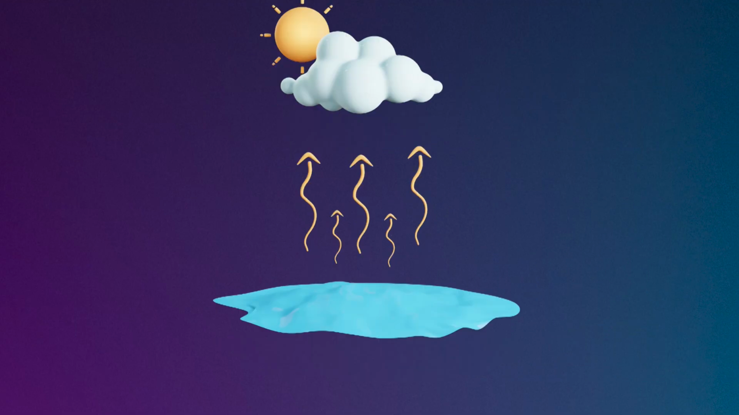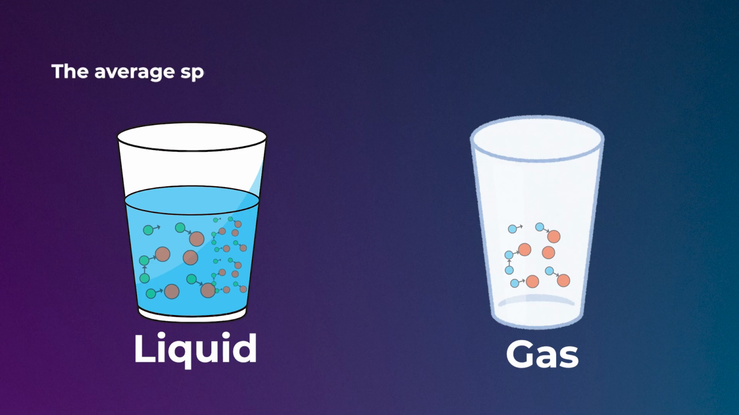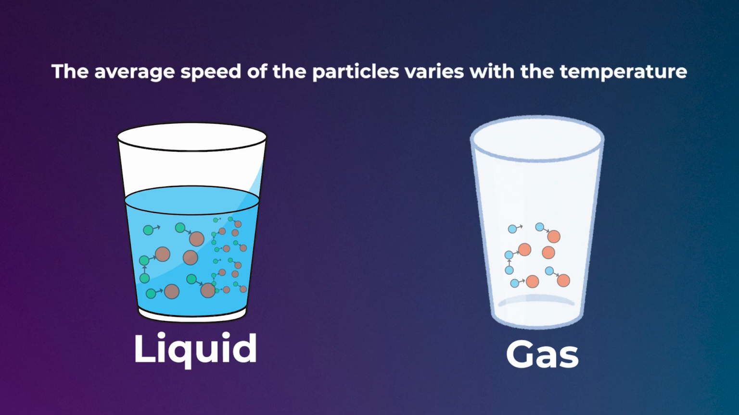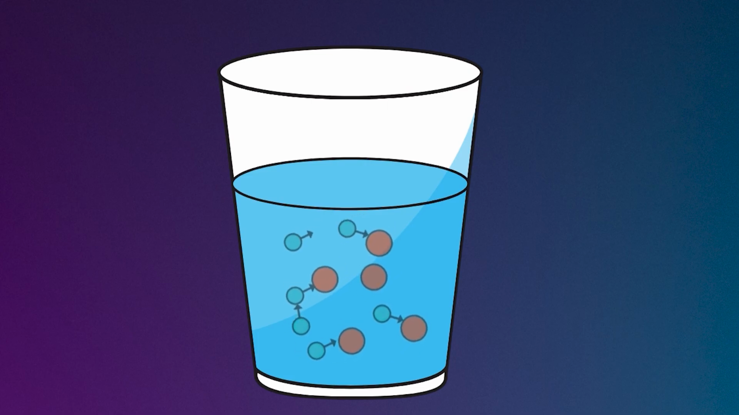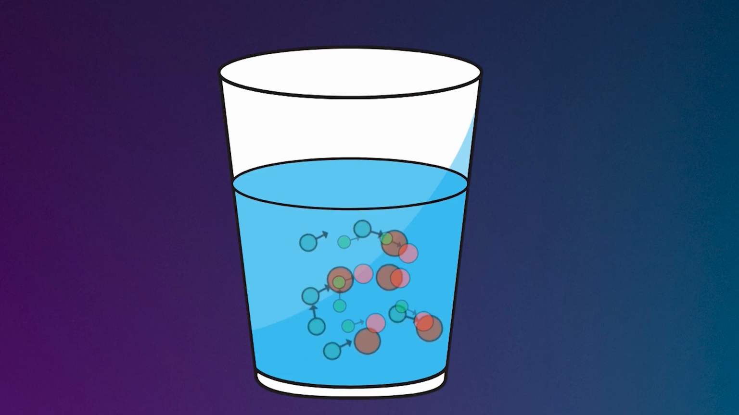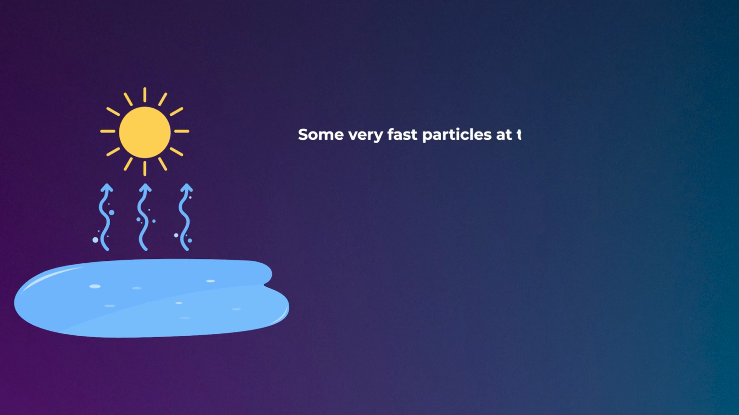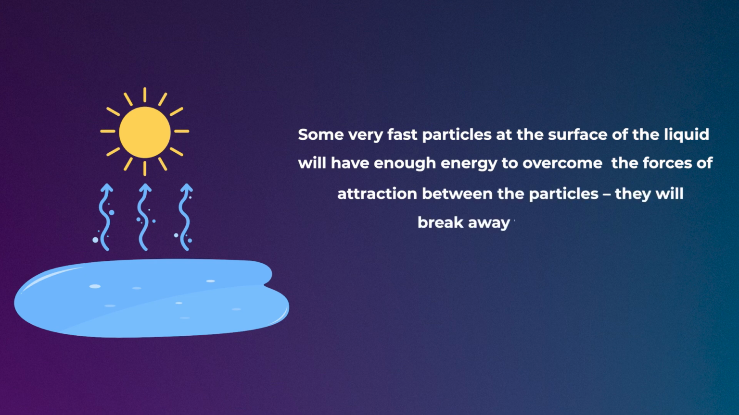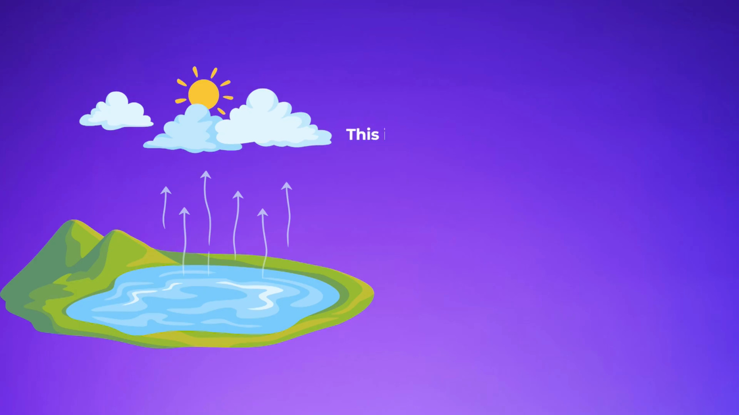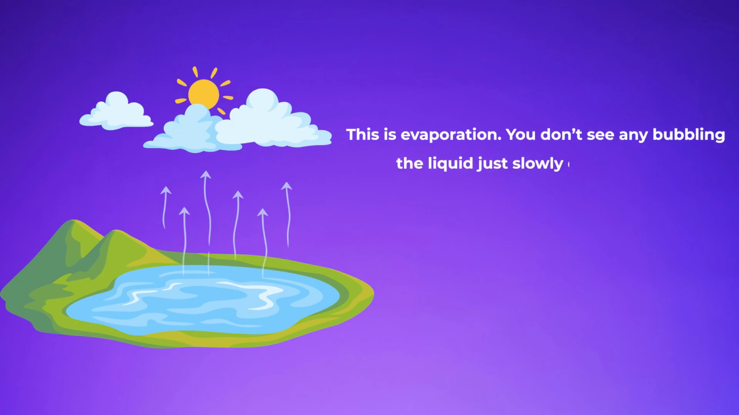Evaporation is different. In any liquid or gas, the average speed of the particles varies with the temperature. But at each temperature, some particles will be moving faster than the average, and others more slowly. Some very fast particles at the surface of the liquid will have enough energy to overcome the forces of attraction between the particles. They will break away to form a gas. This is evaporation. You don't see any bubbling. The liquid just slowly disappears if it is open to the air.